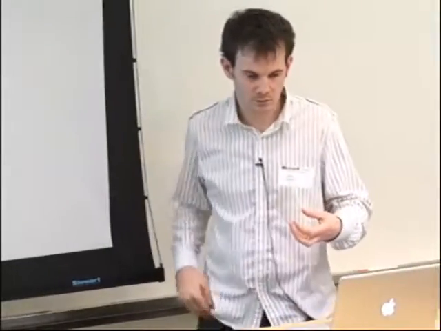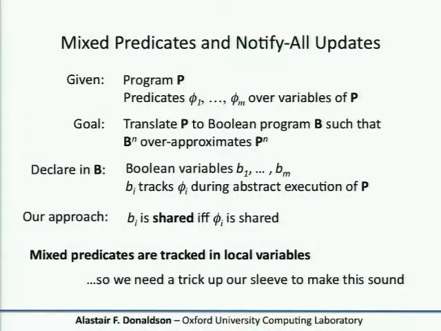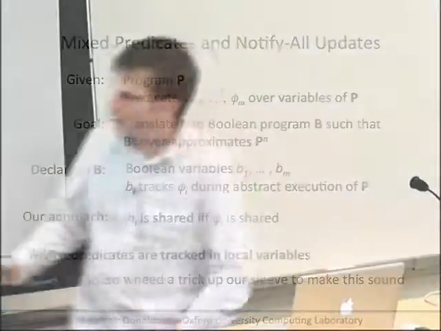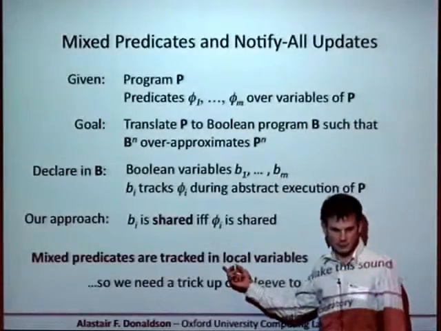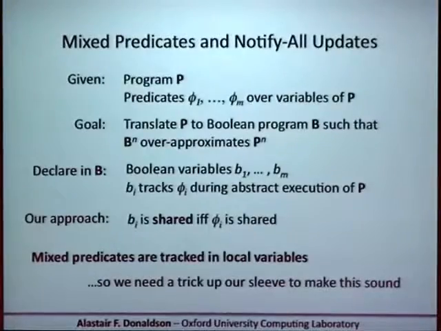Our approach is to say that the Boolean variable bi is a shared variable if and only if the predicate phi i is shared. So if the predicate phi i only refers to the shared state, then the Boolean variable is a shared variable. Otherwise, we're going to make the Boolean variable local. So in particular, we are going to track mixed predicates in local variables. So clearly, we need something else up our sleeve, because I've shown you that that alone would not be sound.